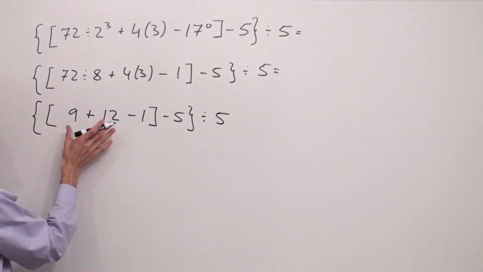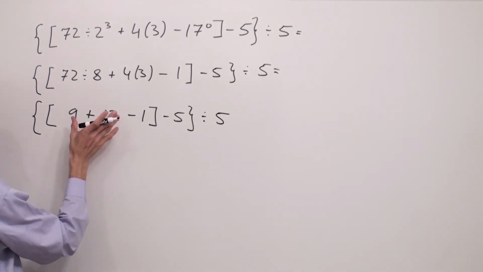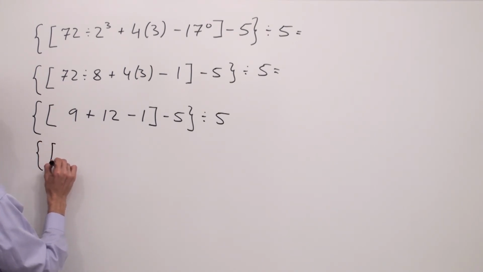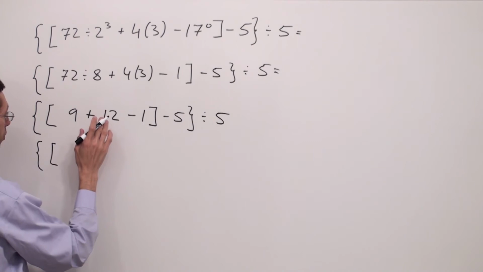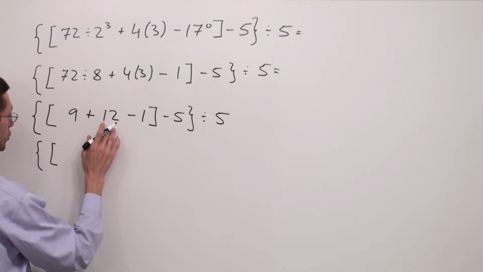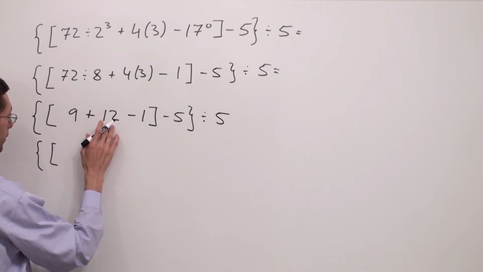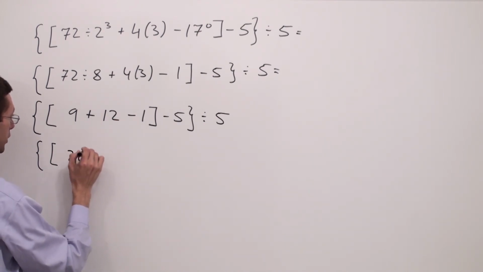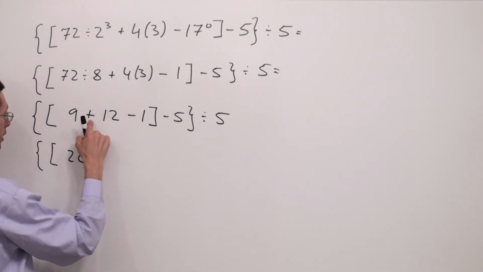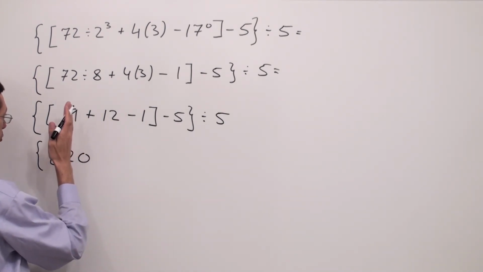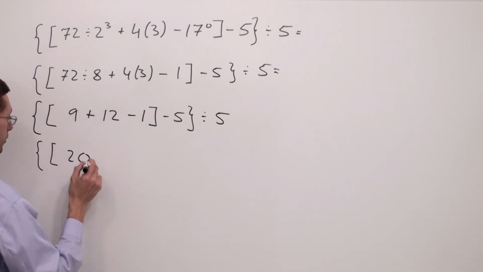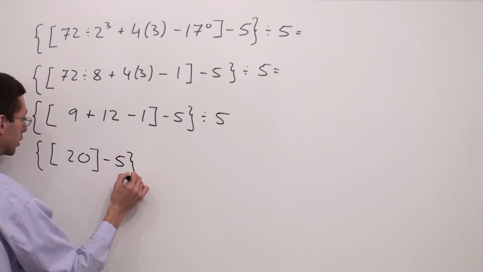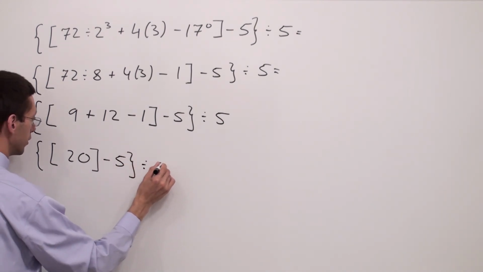Next, I'm supposed to finish the calculations inside of the brackets. So I have 9 plus 12 is equal to 21, minus 1 is equal to 20. Remember that addition and subtraction are equally important. That's why I perform the operations from left to right. Minus 5, close the brace, divided by 5.